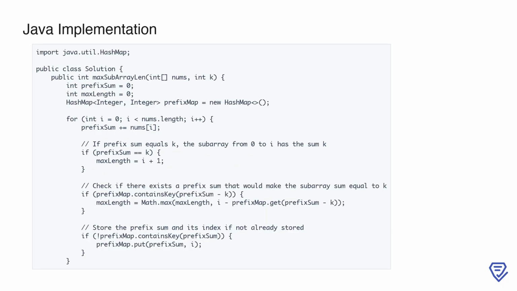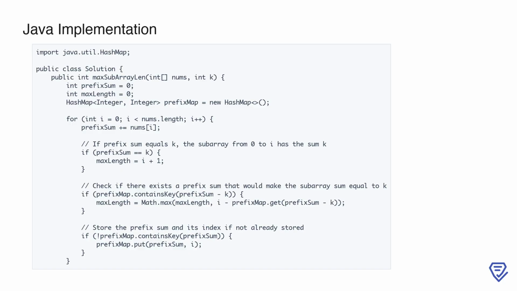Here, we start by importing the HashMap class, which will help us efficiently handle prefix sums. The method maxSubarrayLen takes an array of integers, nums, and an integer, k, as inputs. Inside, we initialize three variables: prefixSum, which tracks the cumulative sum of elements, maxLength, which stores the maximum length of a subarray with a sum equal to k, and prefixMap, a hash map to store prefix sums along with their corresponding indices. The loop iterates through the array, updating the prefix sum with the current element.